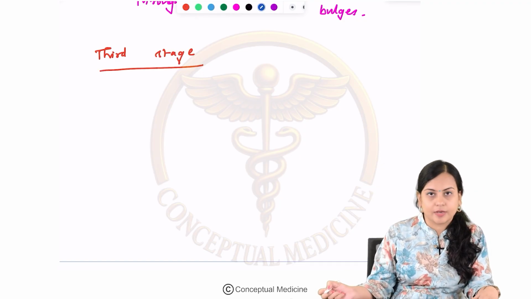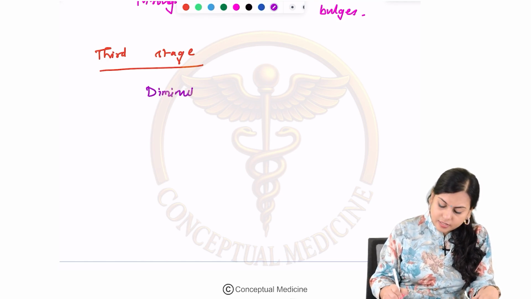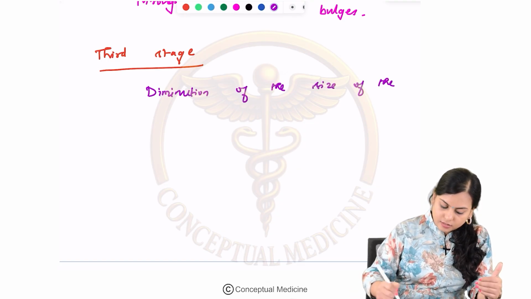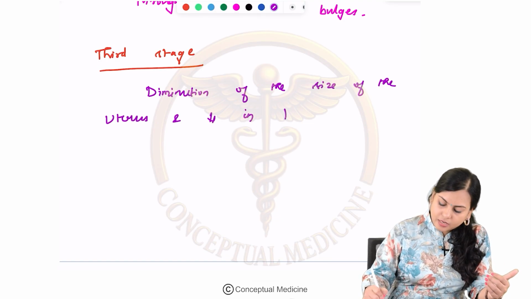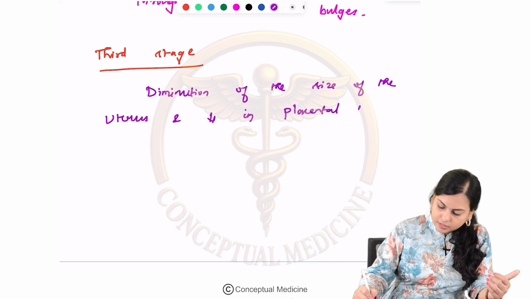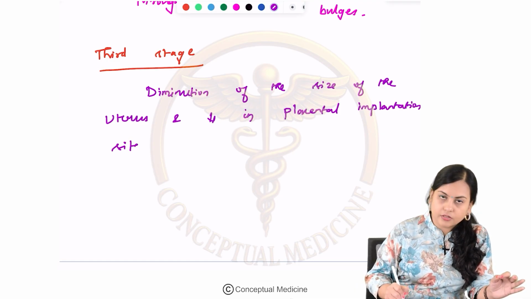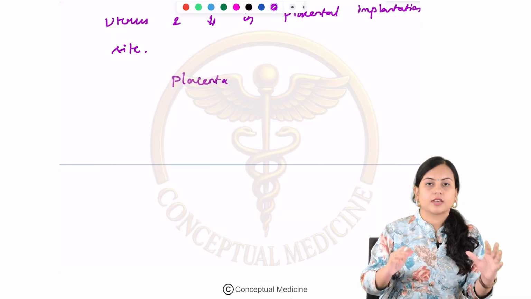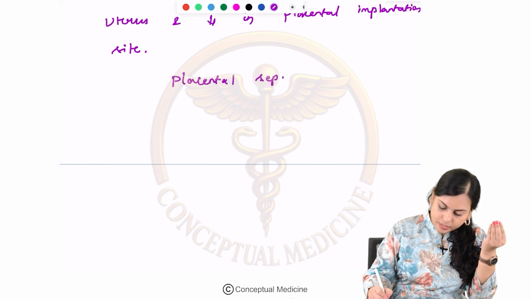Yes. We will see the final thing, that is the third stage, that is delivery of the placenta and membranes. So, what happens after delivery is, there is diminution of the size of the uterus, and there is a decrease in the placental implantation site in the uterus. So, because of this contraction and diminution in the placental site area, the placental separation occurs.